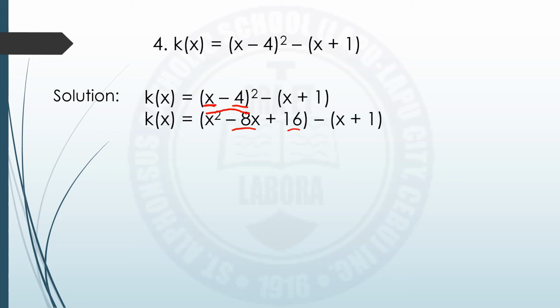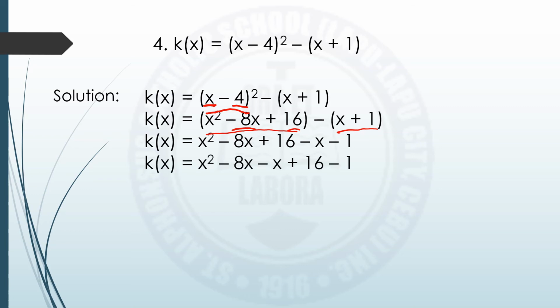Copy minus the quantity of x plus 1. So we have now our first polynomial and second polynomial, and the process in between the two polynomials is subtraction. According to the subtraction process, the sign of the second polynomial's terms will be transformed into its opposite. So from positive x, it will become negative x. From positive 1, it will become negative 1. So our function will become x squared minus 8x plus 16 minus x minus 1.